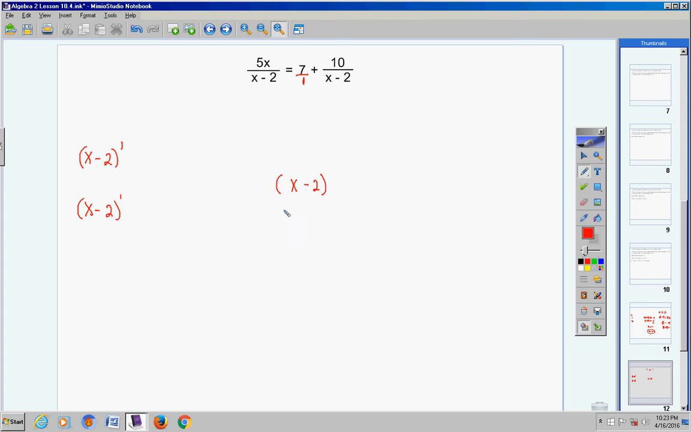That's it, Mr. Hart? Well, yeah, there's no monomials to compare. There's no binomials except for these two to compare.